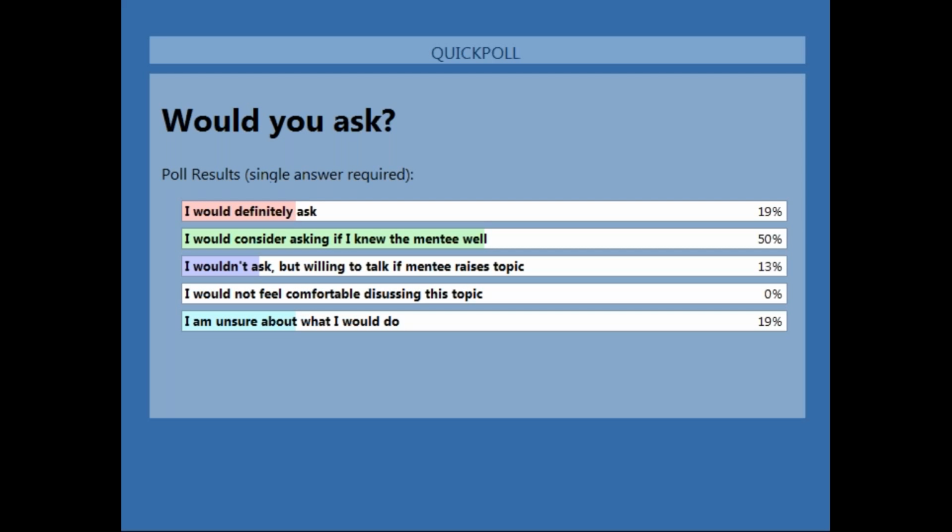So some questions that we'd like you to consider in terms of this case are, what might the mentor's intent have been in asking the question, and what might be the impact on the mentee? So I invite you in the questions box to answer either of these questions. What would your intent be in asking the question, and what might the impact be on the mentee, either positive or negative?